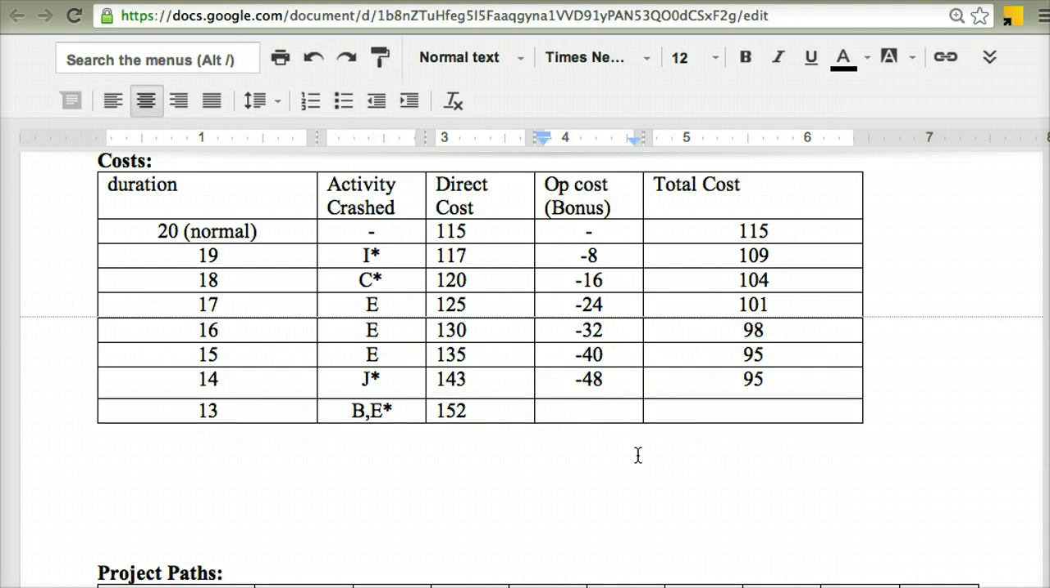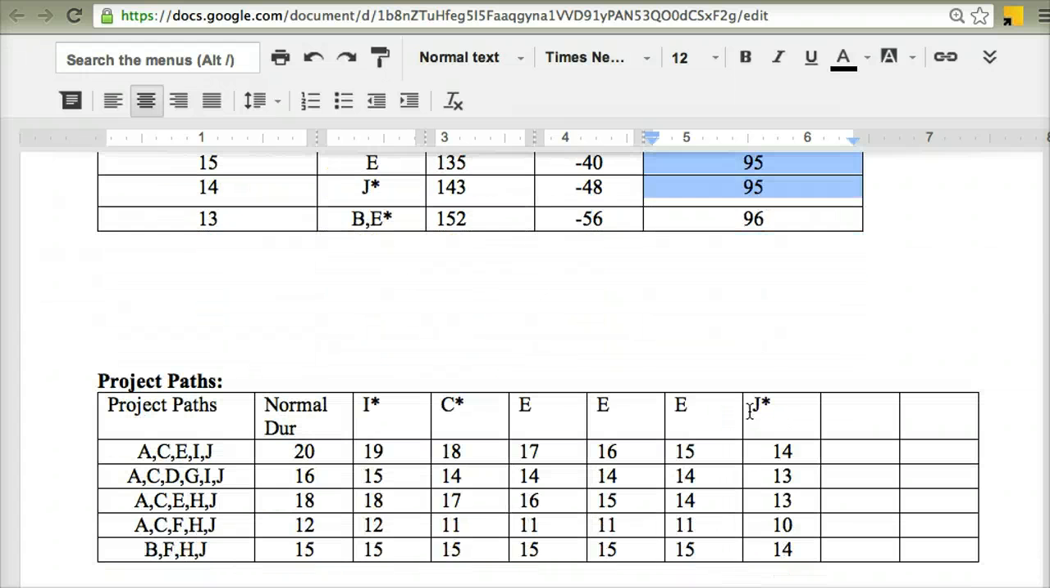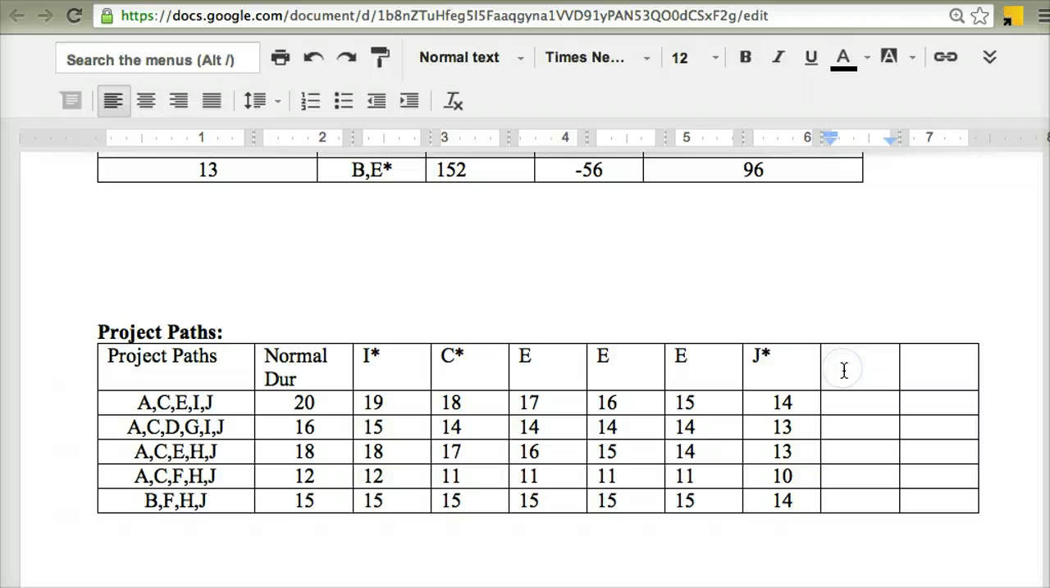Another €8 will be given back to me by the client by crashing it for another day, so that's minus 56. And so the total cost is 152 minus 56, which is €96. So I can see again, this total cost, it's starting to creep back up. So the optimum schedule is one of these two, but let's keep going anyway. Just let's see the effects of crashing B and E together. It will help us if you're trying to do one of these other activity crashing or project acceleration questions again.